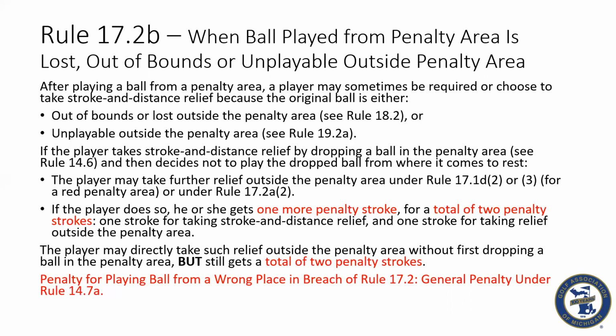So basically what that picture is saying is that if it's lost, we always have to go back to that point A. And then at that point, we can obviously play it again for stroke and distance, or at that point we can take relief from the penalty area. And if we do that, we're going to use that old reference point where we last crossed. And then when we do that, it's going to be an additional penalty.